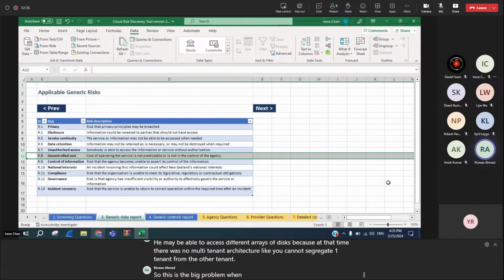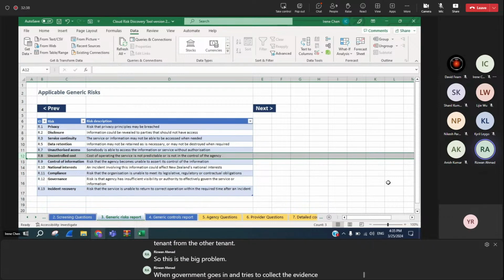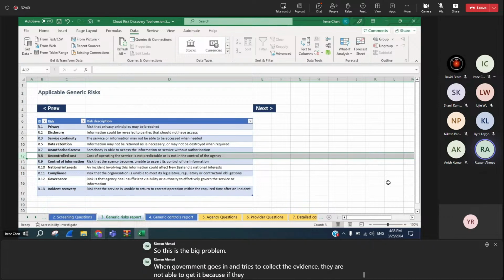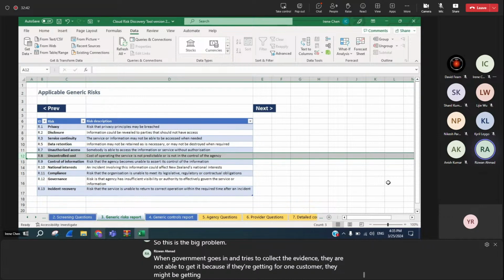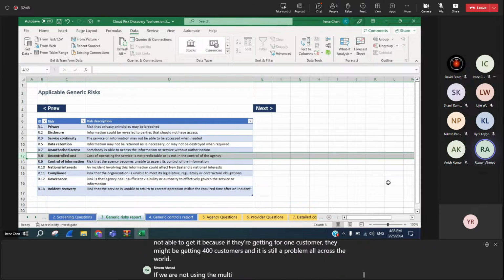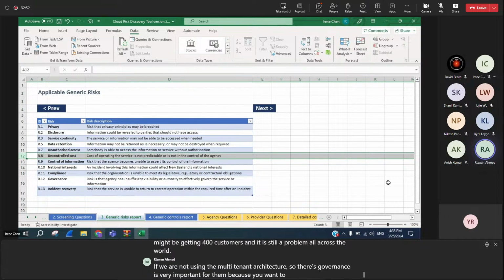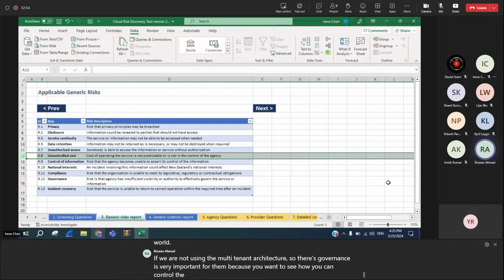When the government goes in and tries to collect the evidence, they are not able to get it, because if they are getting it for one customer, they might be getting it for 100 customers. And it is still a problem all across the world if we are not using multi-tenant architecture. So governance is very important, because you want to see how you can control the data. Then incident recovery is another generic risk.